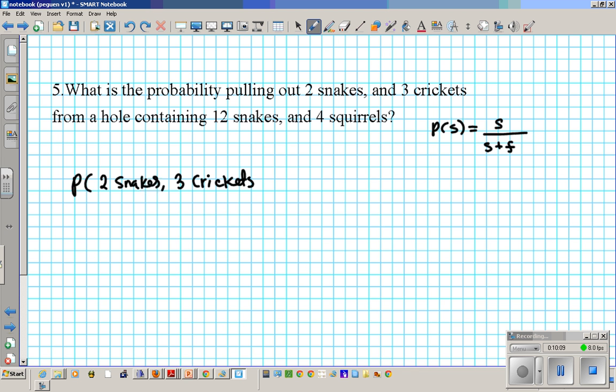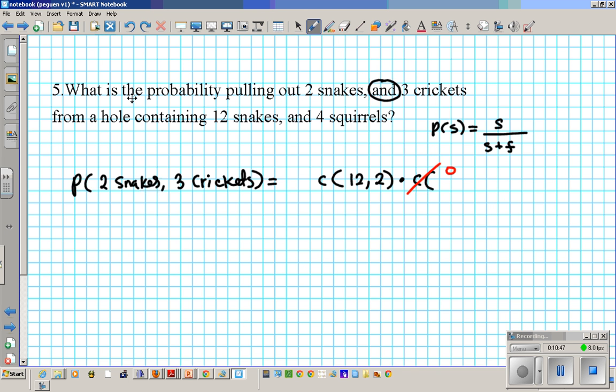Interesting what we have here. We're going to have to be successful with the snakes. We're going to choose out of 12, we're going to choose 2. This is for the snakes. And means you multiply. And means we're going to choose out of how many crickets are there in the hole. Wait a minute. The hole has no crickets in it. So if the hole has no crickets in it, it's impossible for us to have any crickets chosen. So guess what? This is going to be 0, which makes the whole problem 0.